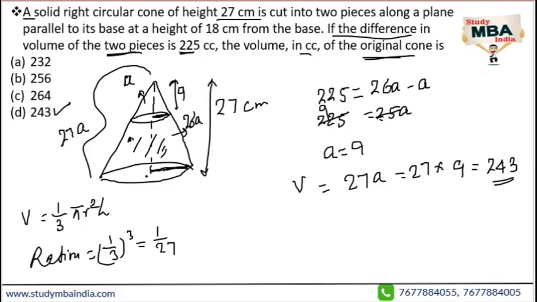What you have to understand here is that if the radius and height are in the proportion of 1 to 3 with respect to the smaller and bigger cone, then the volume will be in the ratio 1 upon 27. According to that, we take a variable, solve, and get a equal to 9. So the volume of the big cone will be 243. I hope this is clear to you. Thank you very much.